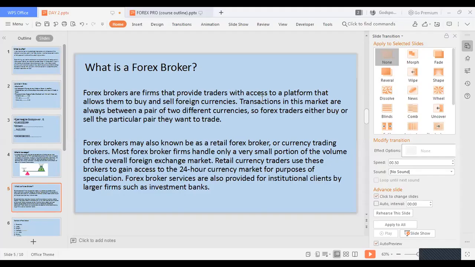Brokers. Brokers are firms that provide traders with access to a platform that allows them to buy and sell foreign currency. Transactions in this market are always provided between two pairs of different currencies. Now, let me just say something tonight. You see all these things I have here is just English language. Brokers, I want you to read this part. Retail currency traders use these brokers to gain access to the 24 hours currency market for the purpose of what? Speculations.